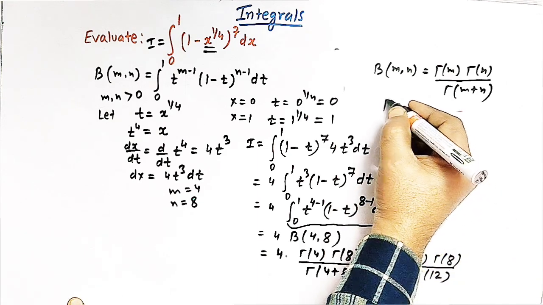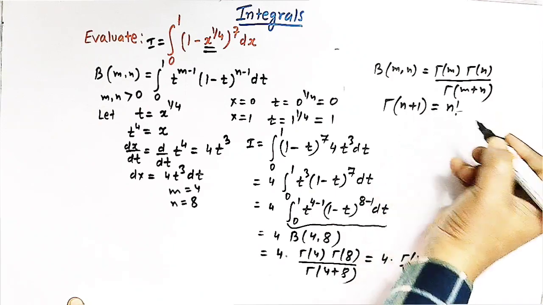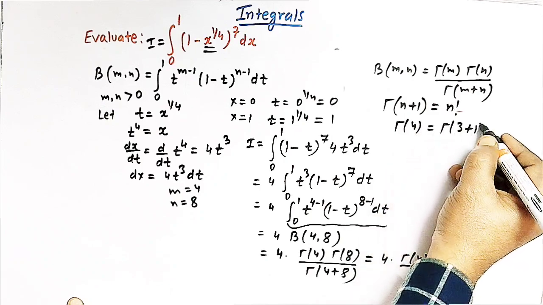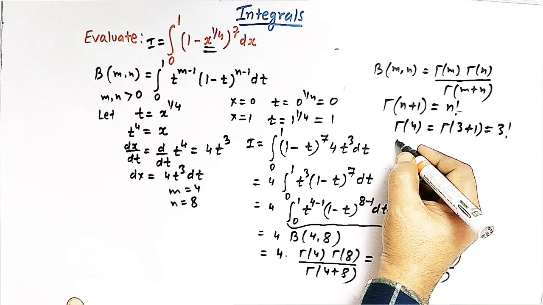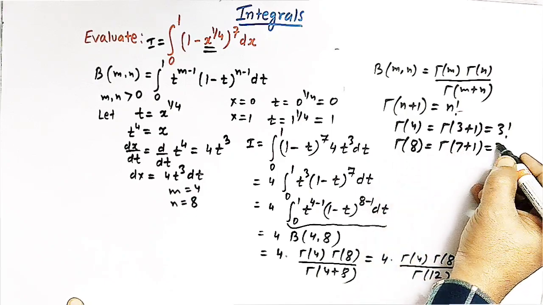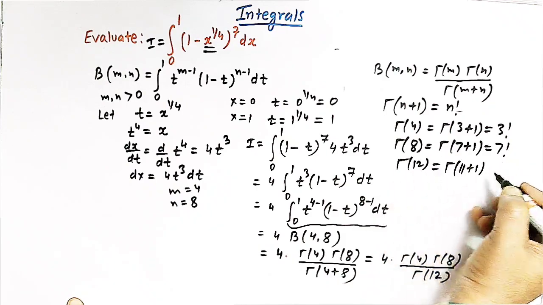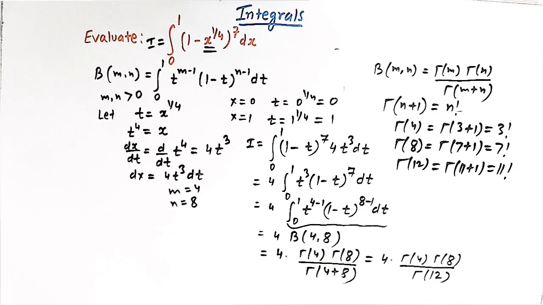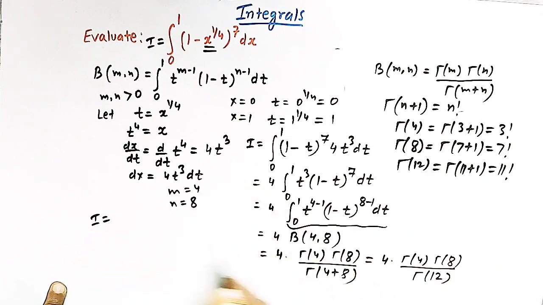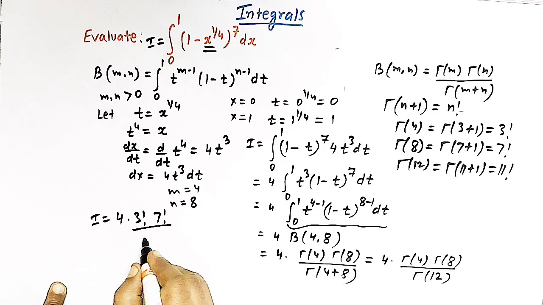So we'll make use of this result, that is gamma of n plus 1 is given by n factorial. So gamma 4 can be written as gamma of 3 plus 1, that is equal to 3 factorial. Gamma 8 is equal to gamma of 7 plus 1, that is 7 factorial, and gamma 12 can be written as gamma of 11 plus 1, that is 11 factorial. So now we can write this integral I as 4 times 3 factorial, then we have 7 factorial divided by 11 factorial.